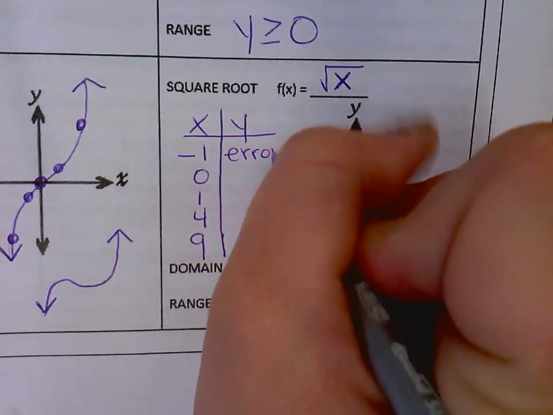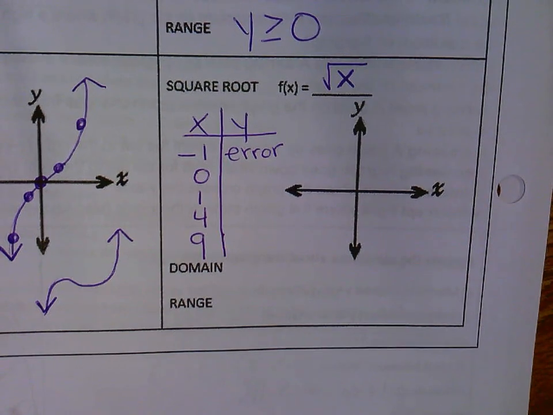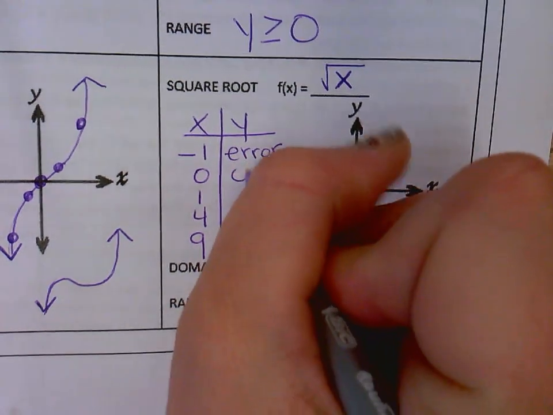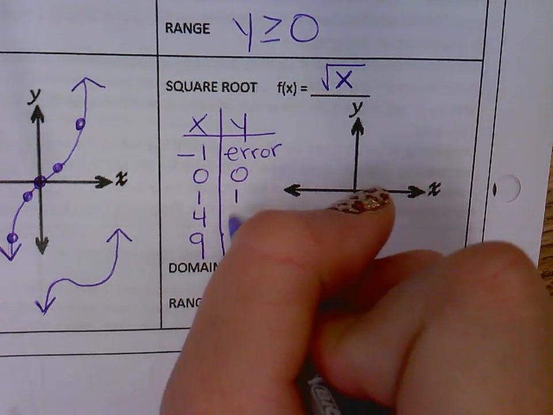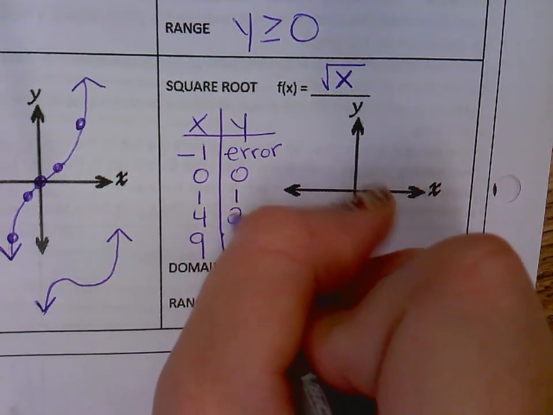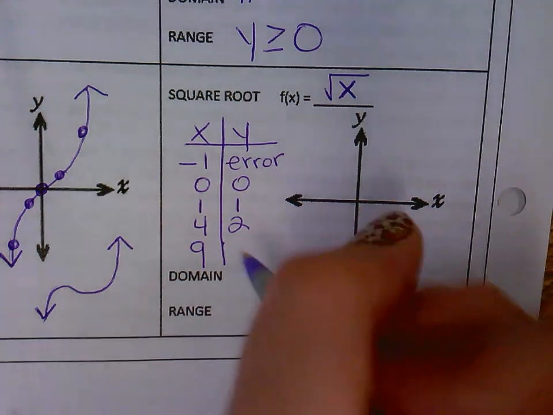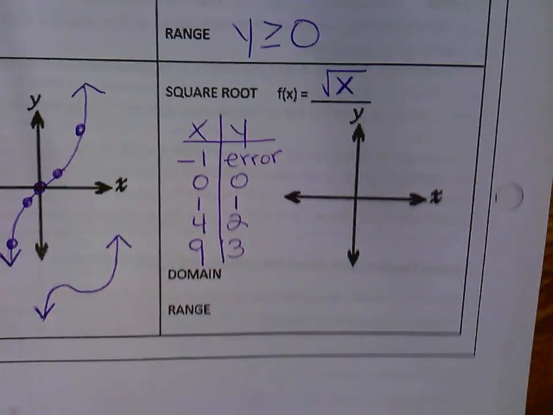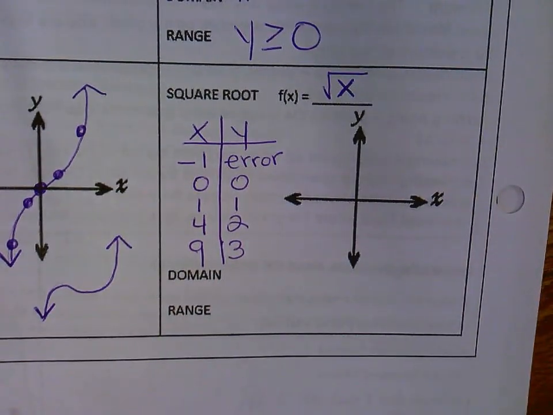So there's a problem when I plug in negative values. But the square root of 0 is 0. The square root of 1 is 1. The square root of 4 is 2, because 2 times 2 is 4. And the square root of 9 is 3, because 3 times 3 is 9. Some of you have taken geometry, right? So you did a lot with squares and Pythagorean triples and triangles.